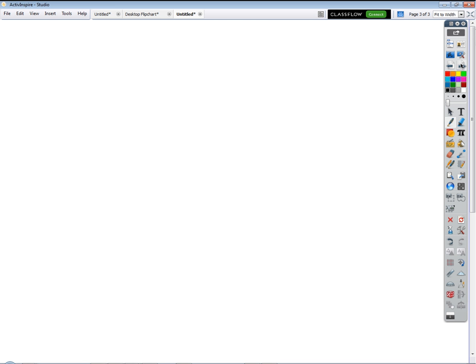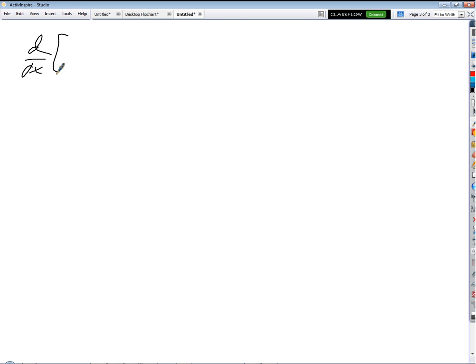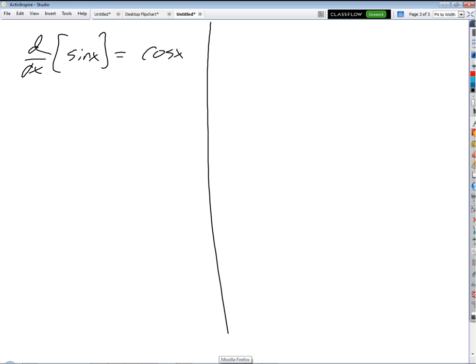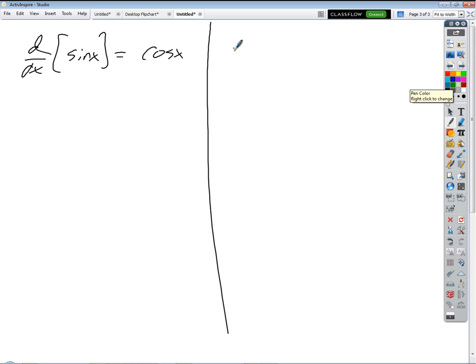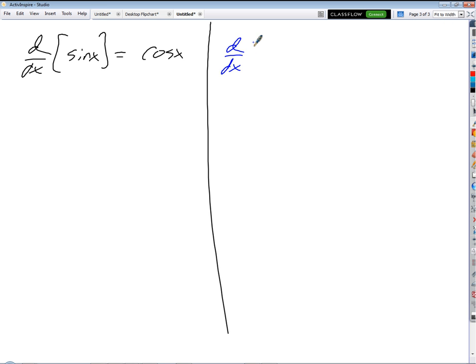So I'm just going to make our list. Here's our list of trig derivatives. We're just going to fill in the blanks. So we know here that the derivative with respect to x of sine x equals cosine x. Now I'm going to partition these in a way to help you establish a pattern. I'm not going to tell you what it is right now. We also know that the derivative with respect to x of cosine x equals negative sine x.